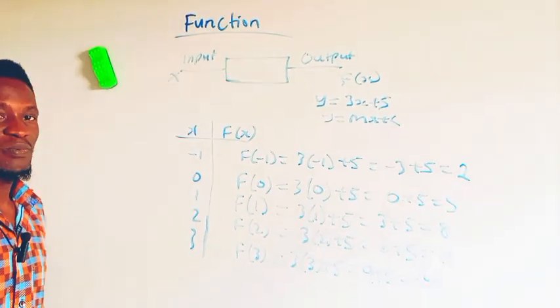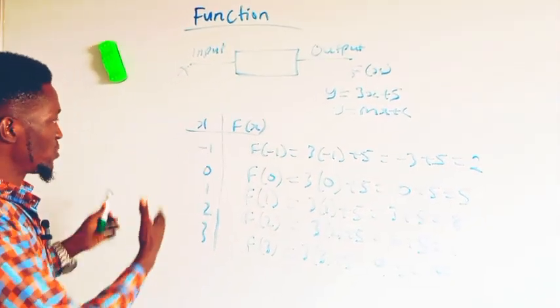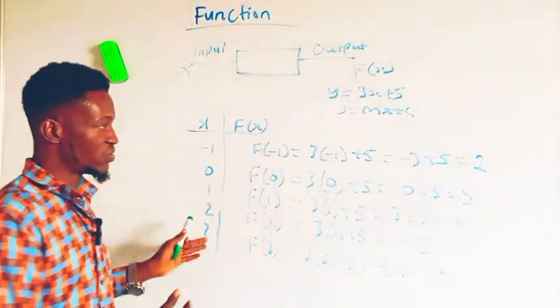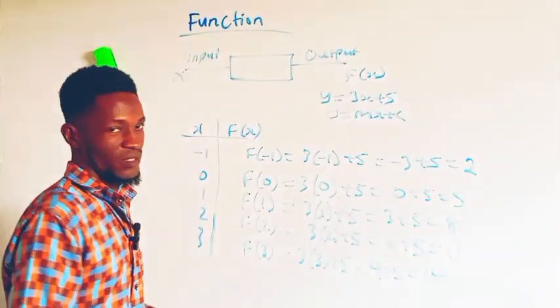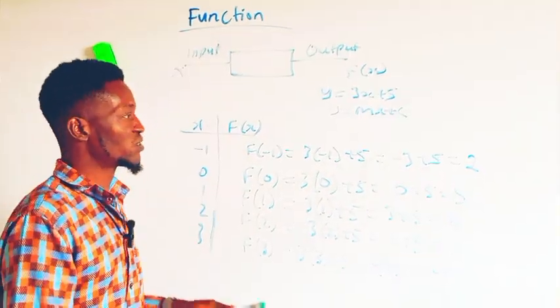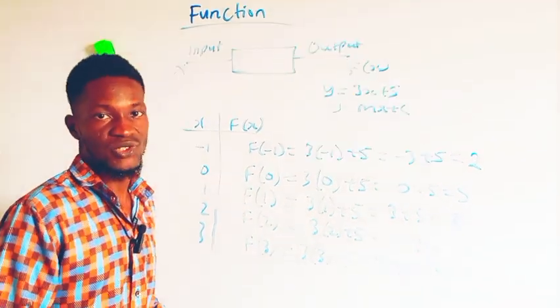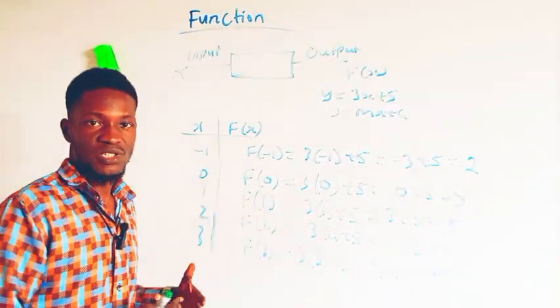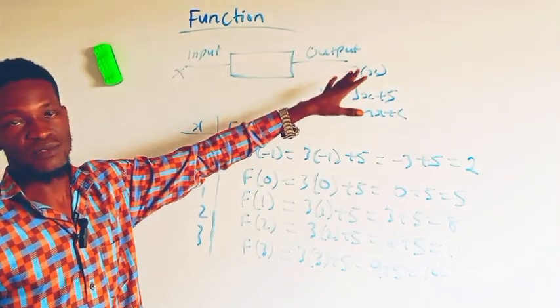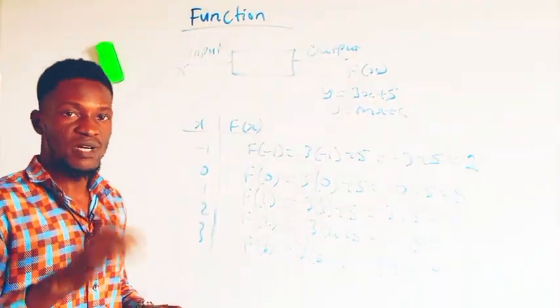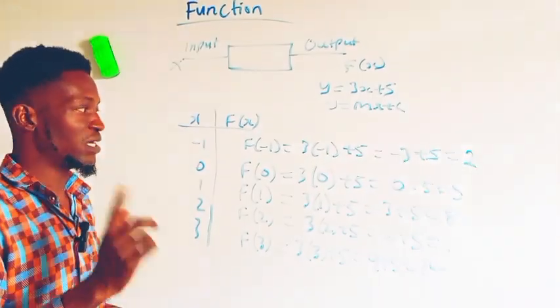So it's simply that one input, which is the x value, gives you one output, which is our y value. These are the basic concepts of a function, whereby a particular input is put into the machine, and we expect only one y value, which is only one number.